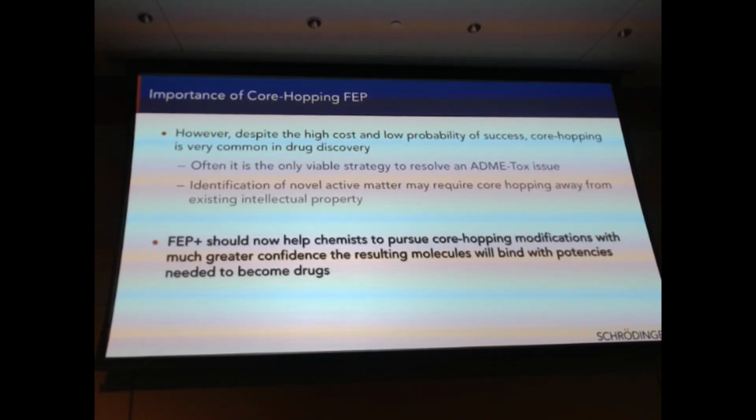But even so, core hopping is often attempted in discovery projects because very often it is the only viable strategy to address a particular ADME toxicity issue. And also the lower IP generated by core hopping makes it even more attractive. So therefore, if we can do accurate FEP calculations for core hopping modifications, then we can enable the chemists to pursue core hopping attempts with confidence that the resulting molecule will be potent for the project going forward.